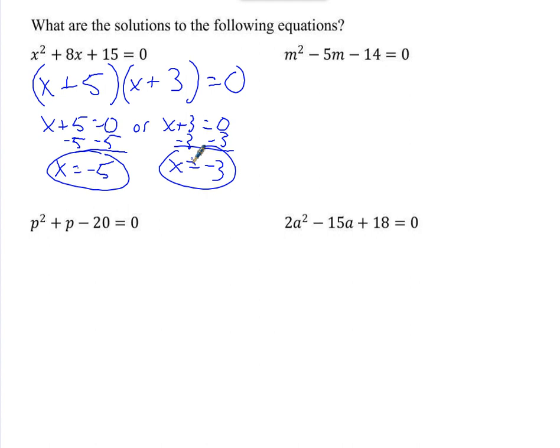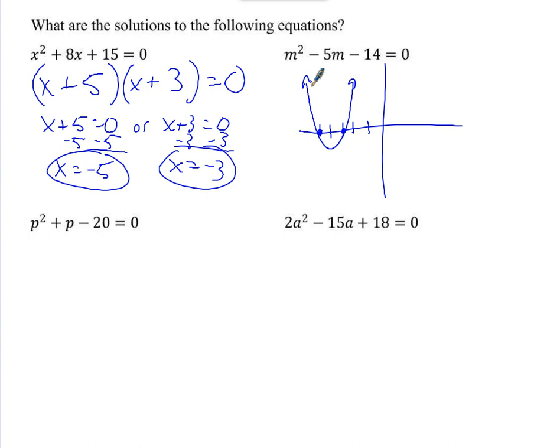So if we were to graph this, what would we see? Yep, you would see a parabola, and the parabola opens up, and it crosses the x-axis at negative 5 and negative 3, which is right there. So maybe that parabola looks like this.